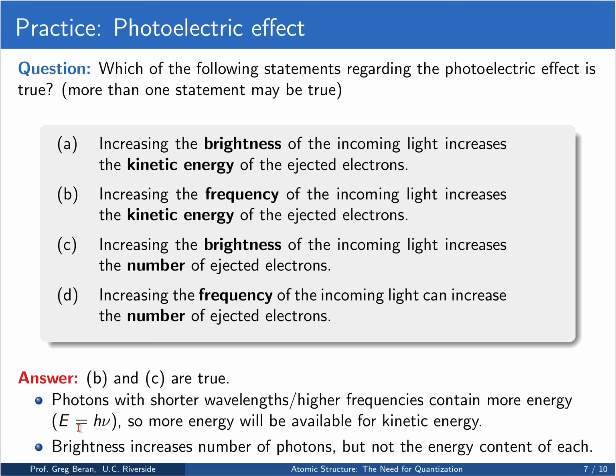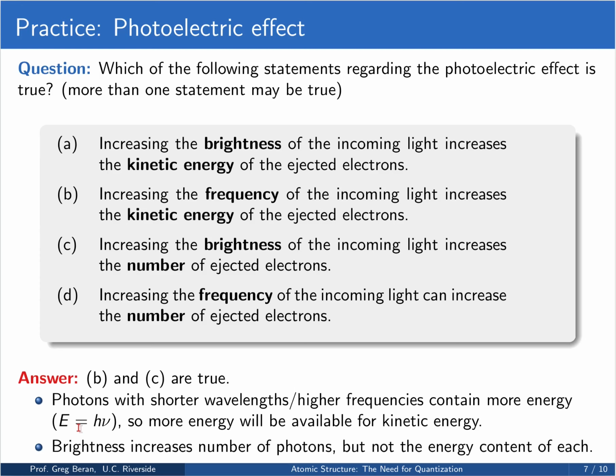C, increasing the brightness of the incoming light increases the number of ejected electrons. That's also true. The brightness determines not the energy content of each photon, but it controls how many photons are hitting the surface. So if we have more photons hitting the surface, we're going to have more electrons ejected, assuming those photons each have enough energy to cause an electron to be ejected, to overcome the work function.